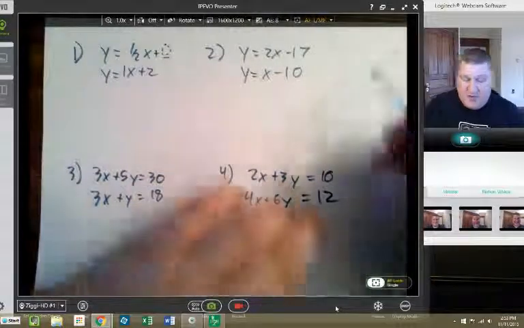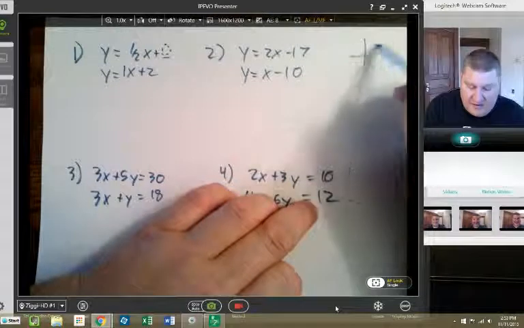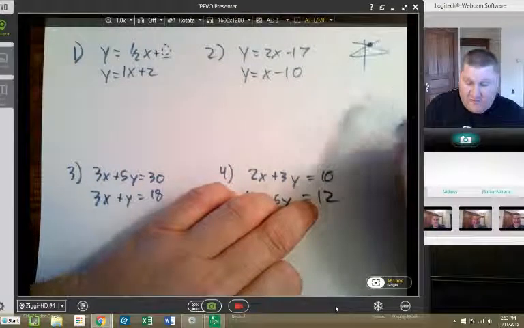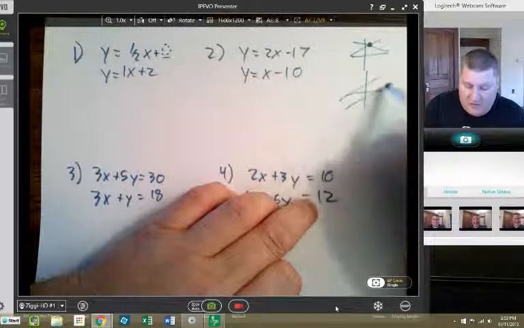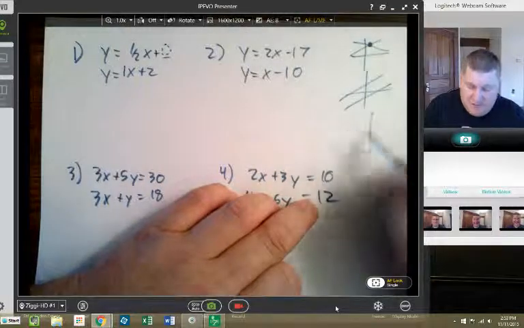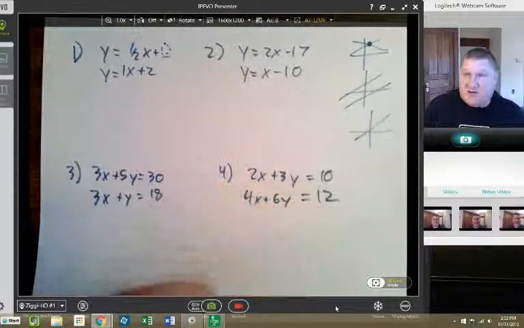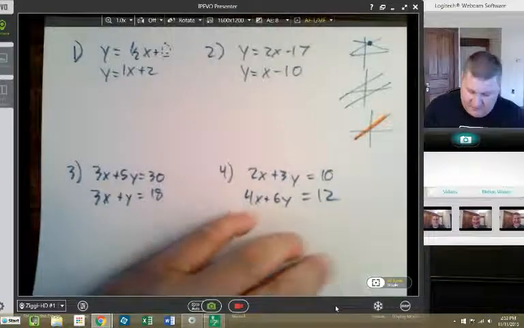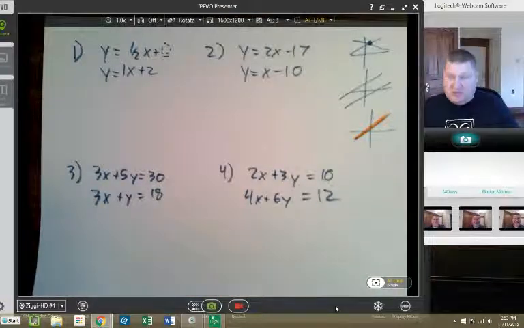Also, do remember that there are 3 ways it could happen. You could have crossing lines, and there's one solution. You could have parallel lines, and there's no solutions. Or you could have 2 lines that are on top of each other, and that's infinite solutions. So see what you can do with those 4 problems.